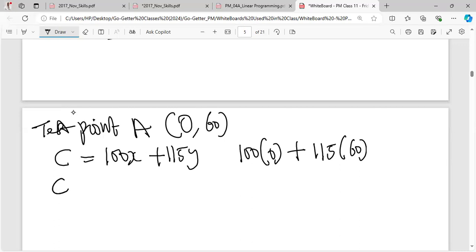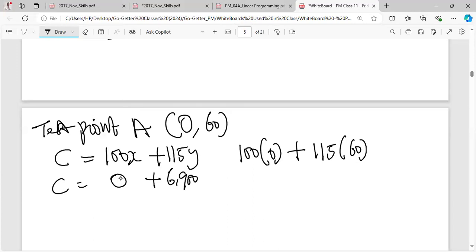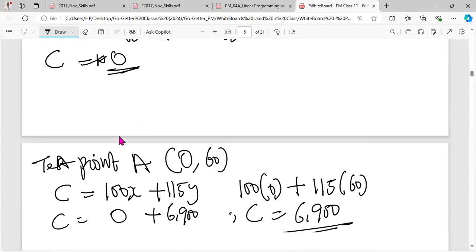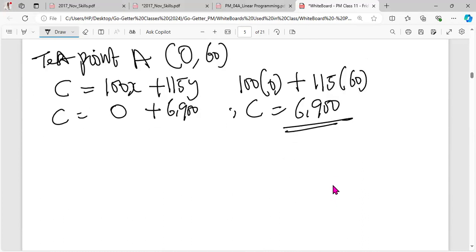100 times 0 will give you 0. 115 times 60, what would that give us? I have 60 in my calculator, multiplied by 115. That will give me 6,900. Therefore, C is equal to 6,900. Of course, this is bigger than 0. So this one is a possible optimal value. We need to test further. Let's test point B.